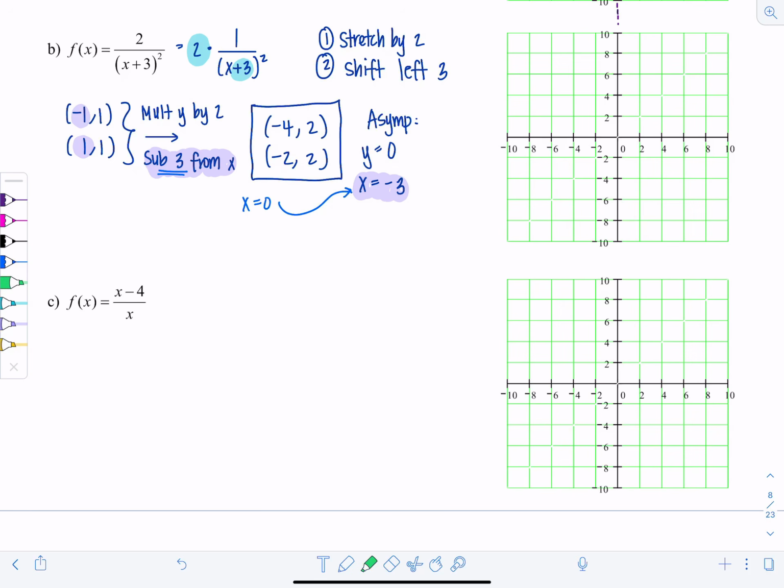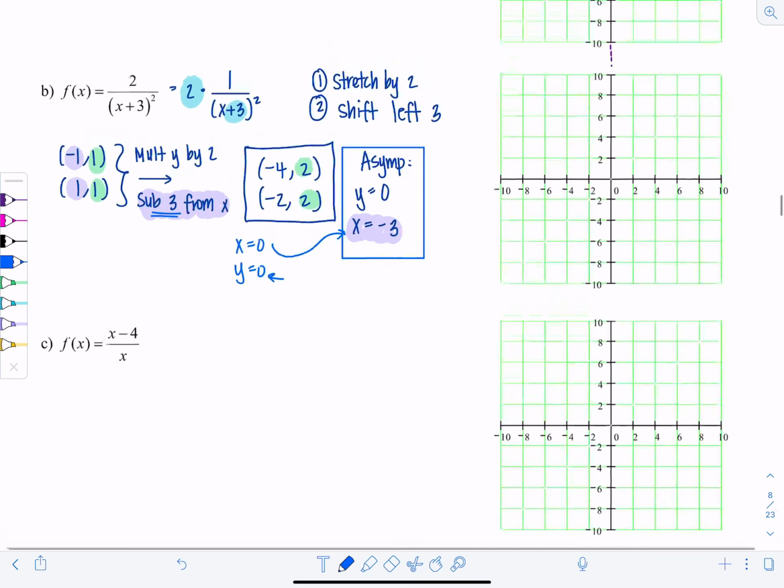And then you see how here we multiplied y by 2 for the new key points. Well, originally it's at y equals 0. If you multiply 0 by 2, it's still 0. So you could treat the asymptotes, finding the new ones, similar to how you get the new key points, if it's easier for you to think of it that way.